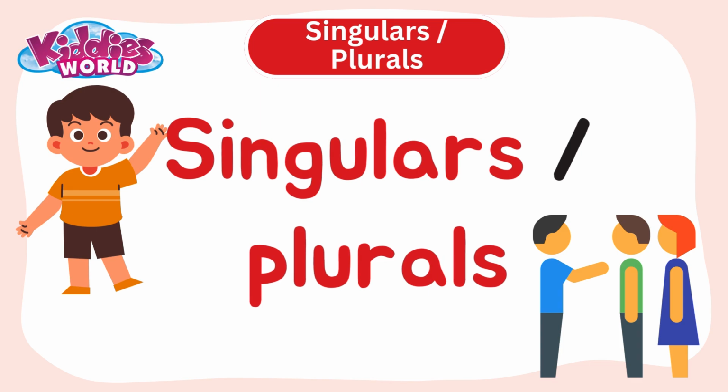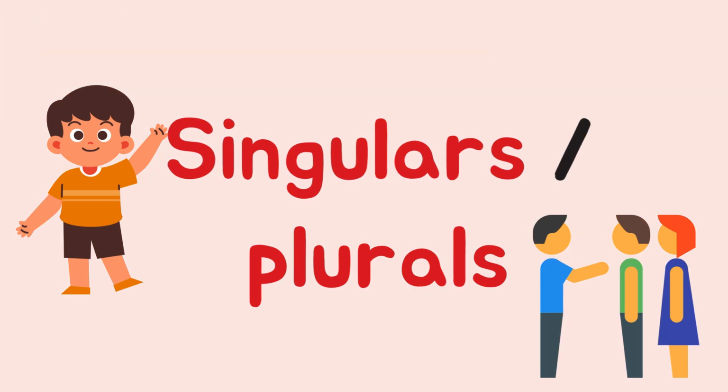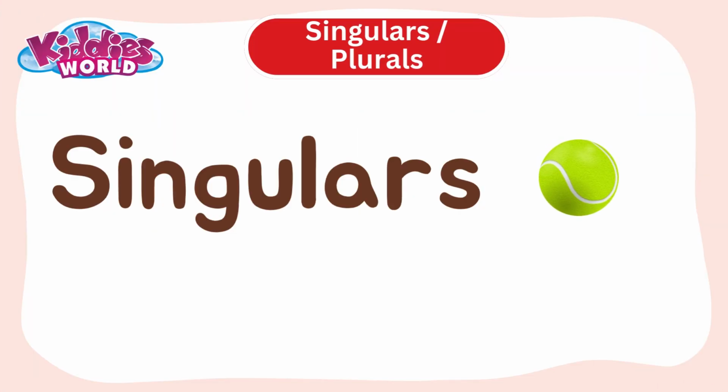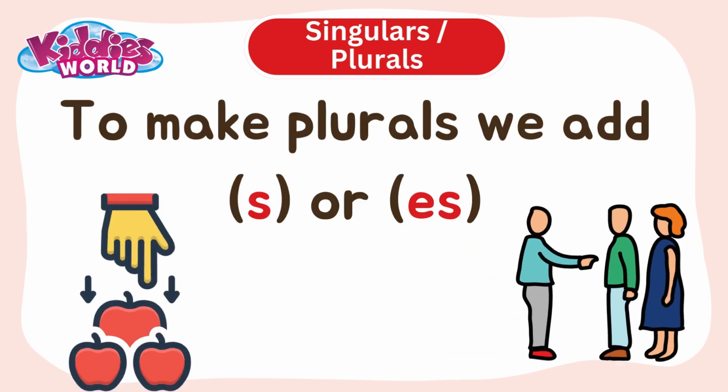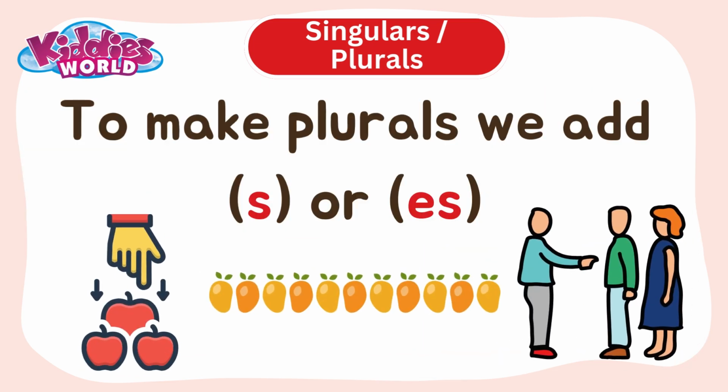Today, we're going to learn about singulars and plurals. What's the difference? Let's find out with fun examples. Singular means one thing. Plural means more than one thing. To make plurals, we usually add s or es to the singular word. Let me show you how.